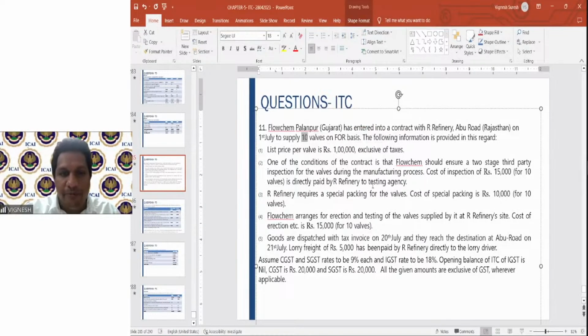Then amount paid here, this one. Cost of inspection 15,000 paid by our refinery to the testing agency. That means any amount which is charged for anything done by the supplier, for anything done in respect of the supply, in this case, for inspection also, liability of the supplier, it will be included in the value of supply only, because it is the liability of the supplier but the recipient undertakes it on behalf of him. That also will be added. So 15,000 will be added. Special packing also will be added as per section 15. Then erection and testing at site, 15,000, that also will be added. Freight, 5,000, this also will be added.